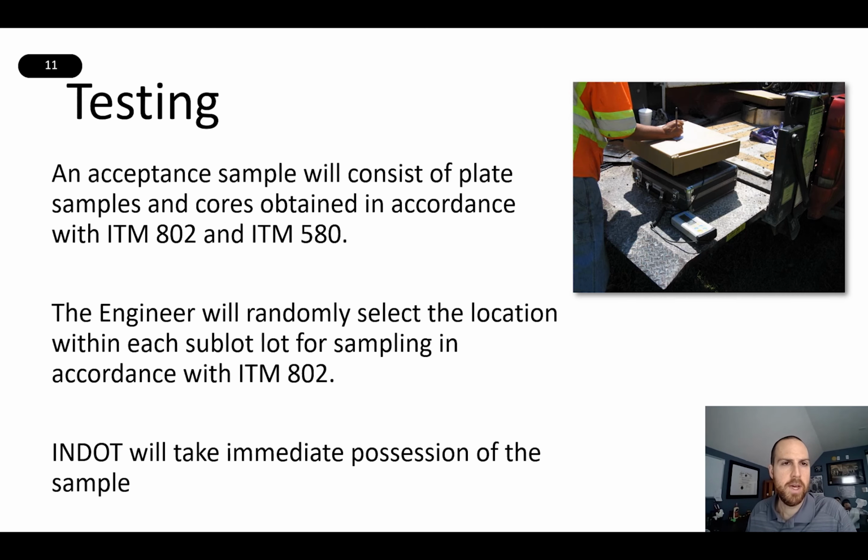No matter the type of acceptance we are using to accept a mix, it's all based on test results. And these test results come from an acceptance sample. So we get plate samples and cores from the pavement in accordance with ITM 802 and ITM 580. The engineer randomly selects a location within each sublot and obtains plate samples and cores. INDOT takes possession of those samples.